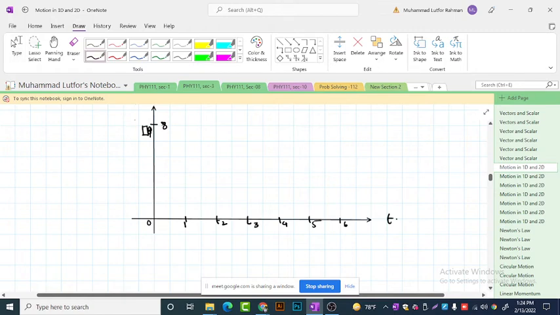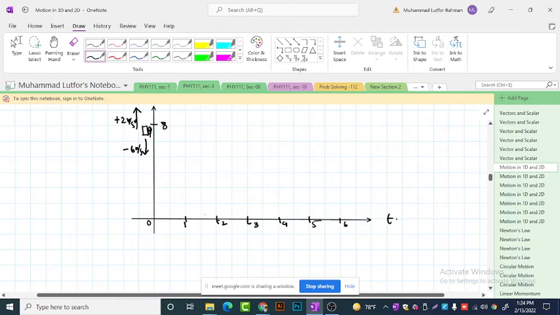Since the velocity is negative, the car is moving in that direction, at minus 6 meter per second, and its acceleration is plus 2, which is the upward direction, 2 meter per second square. This tells me the car will slow down because the velocity vector and the acceleration vector are in two different directions.